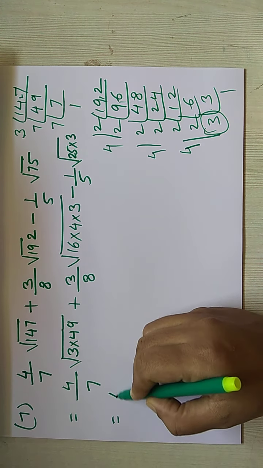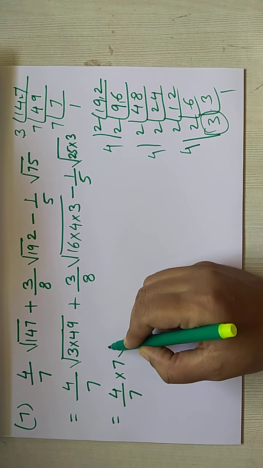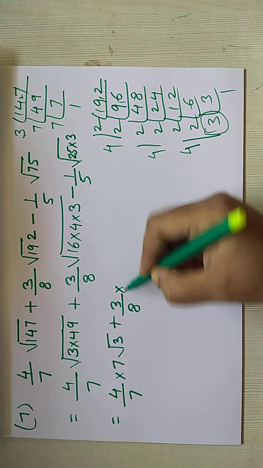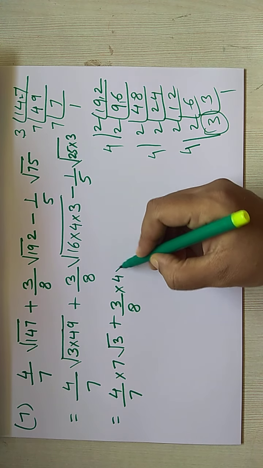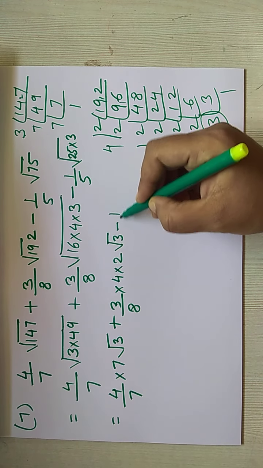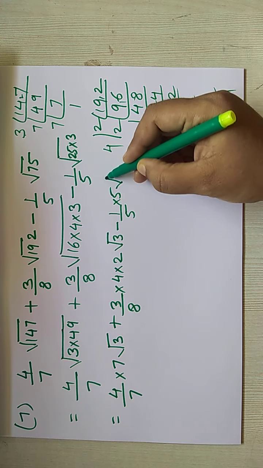So this will become 4 upon 7 into root of 49, which is 7. 3 remains inside. 3 upon 8 into root of 16, which is 4, root of 4 is 2. 3 remains inside. Root of 25 is 5. 3 remains inside.